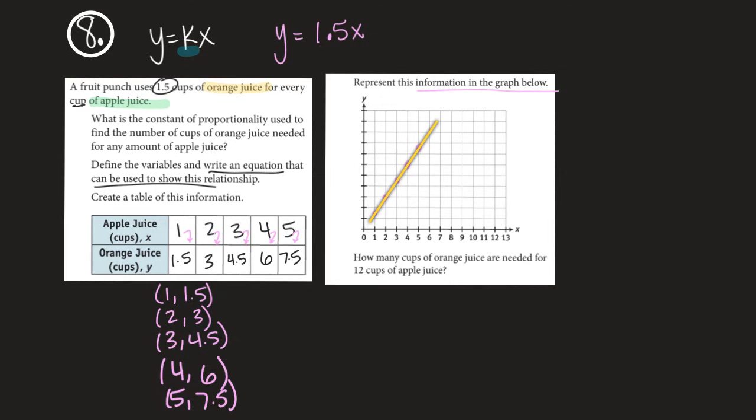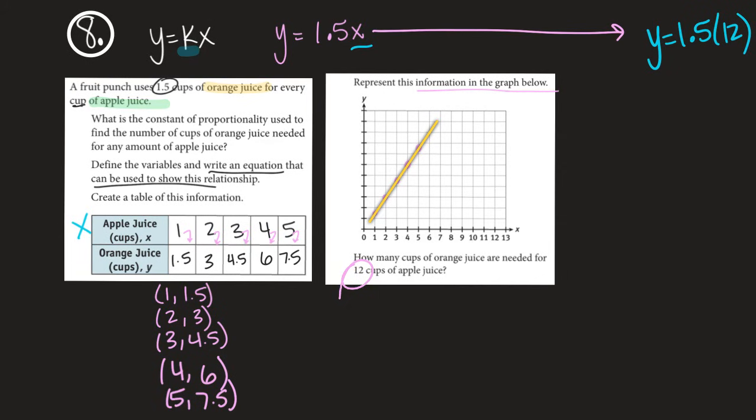Now that we've graphed this relationship, there's one more question, and it says, how many cups of orange juice are needed for 12 cups of apple juice? So remember our equation? We want apple juice, which is 12, and I know that I'm going to put that in for x because apple juice is x right here. So y equals 1.5 times 12.